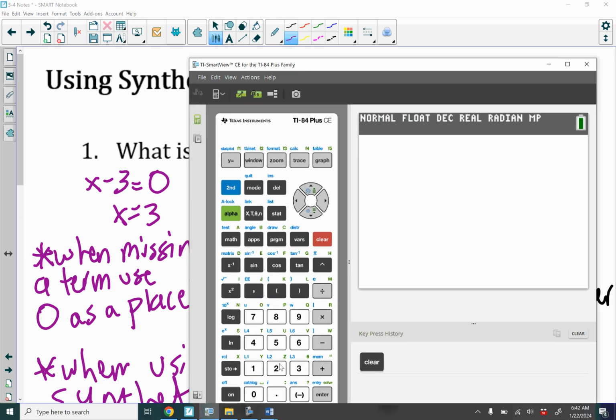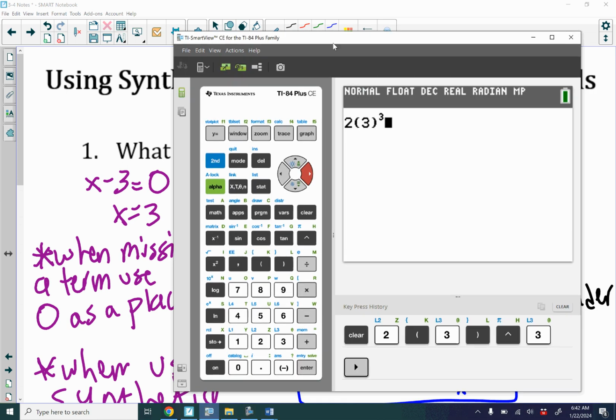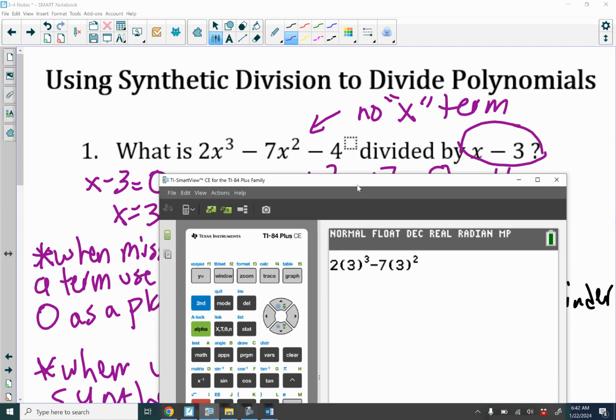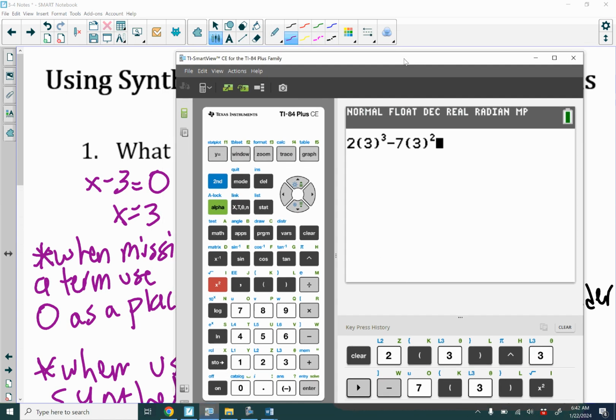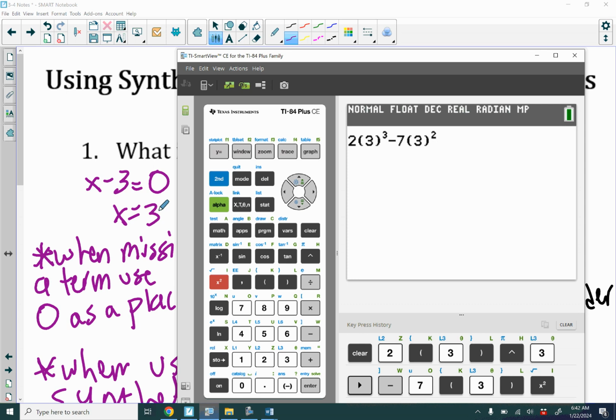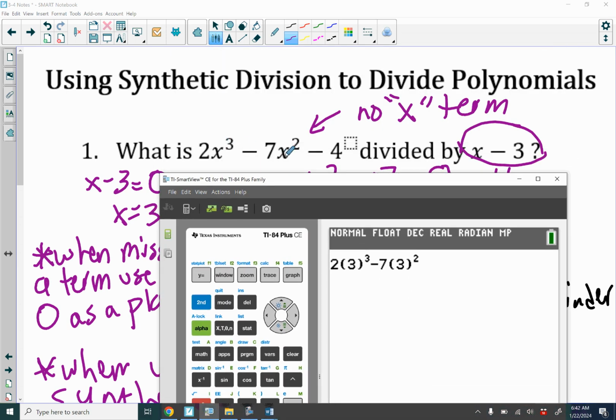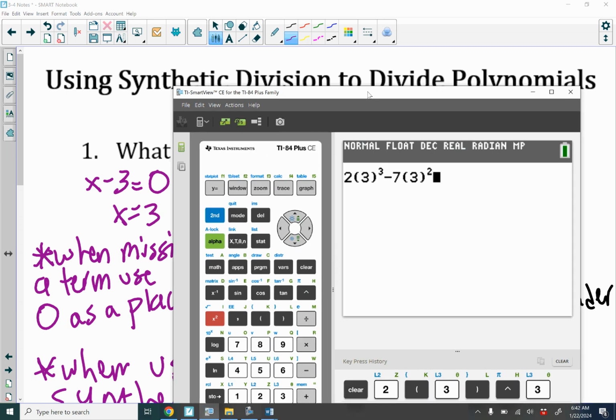So I'm going to take the 3 and plug it in for every place I see x here. So I have 2, don't forget your parentheses, 3, and it was cubed, so you have to use your caret key. Then we have negative 7, so minus; don't use a negative, because it's going to say you're multiplying by a negative 7 instead of subtracting. So be careful with that. Then squared, and then minus 4. All I was doing is taking this x equals 3, and every place I see x, I'm plugging it in there. That's all I'm doing for right now.